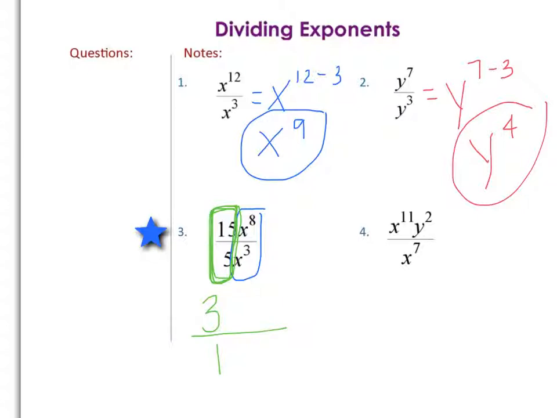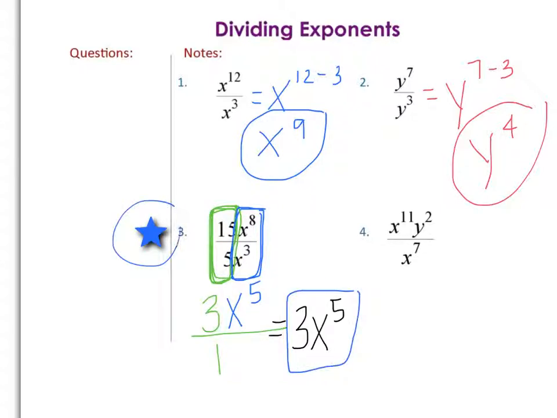Well, then for my x's, or my variable, I have x to the 8th over x to the 3rd. Well, 8 minus 3 gives me x to the 5th on top. So what I'm left with is 3x to the 5th over 1. Since anything over 1 is just itself, my final answer is 3x to the 5th. Be really careful with these problems. That's where there's this big star. Be really careful that you don't put those exponents with those numbers. Those exponents are only with your variable since there's no parentheses.